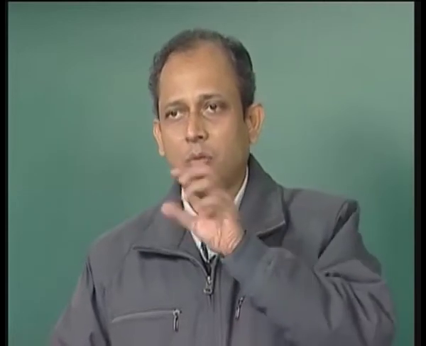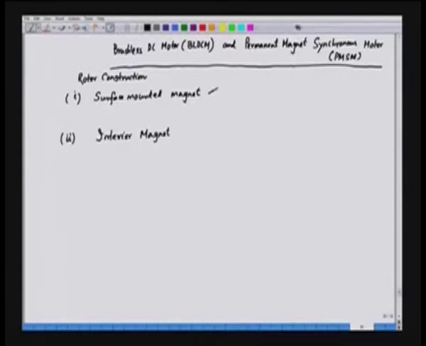Now, based on the housing of the permanent magnet, we can say whether the rotor is a surface mounted magnet rotor or an interior magnet rotor. Surface mounted means the magnet is mounted on the surface of the rotor, and the surface mounted motor is classified into 2 categories. We can have the projecting magnet type and the inset magnet type.